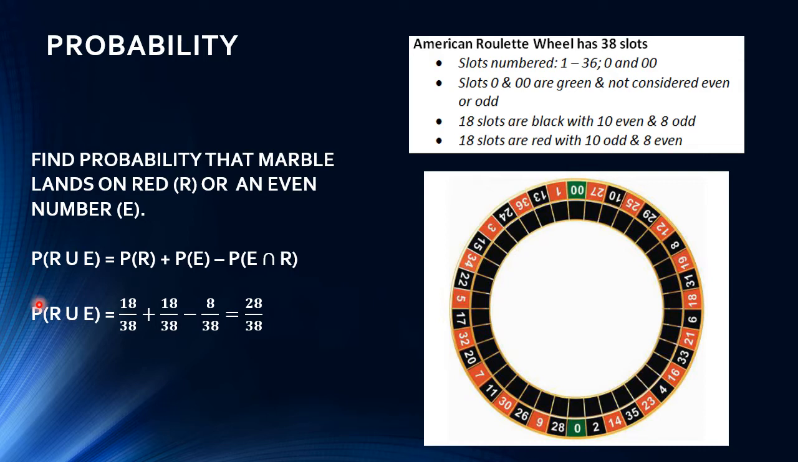Again, it's very important that you remember this fundamental formula. The probability of one event or another event happening is the probability of each event added together minus the probability of any members in their intersection.